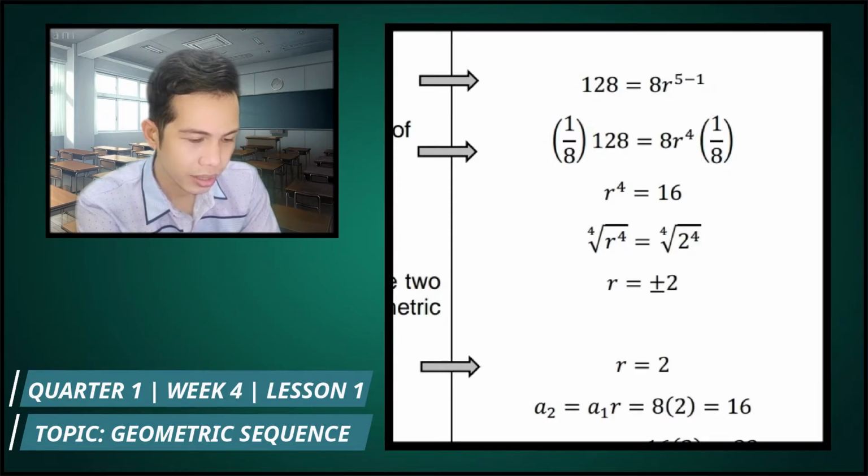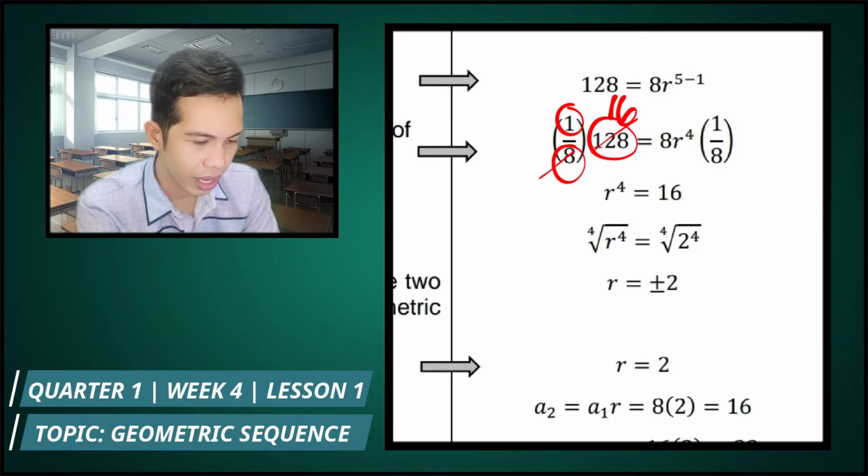Now in this case, we can divide out 8 such that 1 multiplied to r raised to 4 is equivalent to r raised to 4. On the left side, we have 1/8 times 128. So in this case, multiply 128 by 1 and then divide by 8. So the answer is 16. So we have now r raised to 4 is equal to 16.